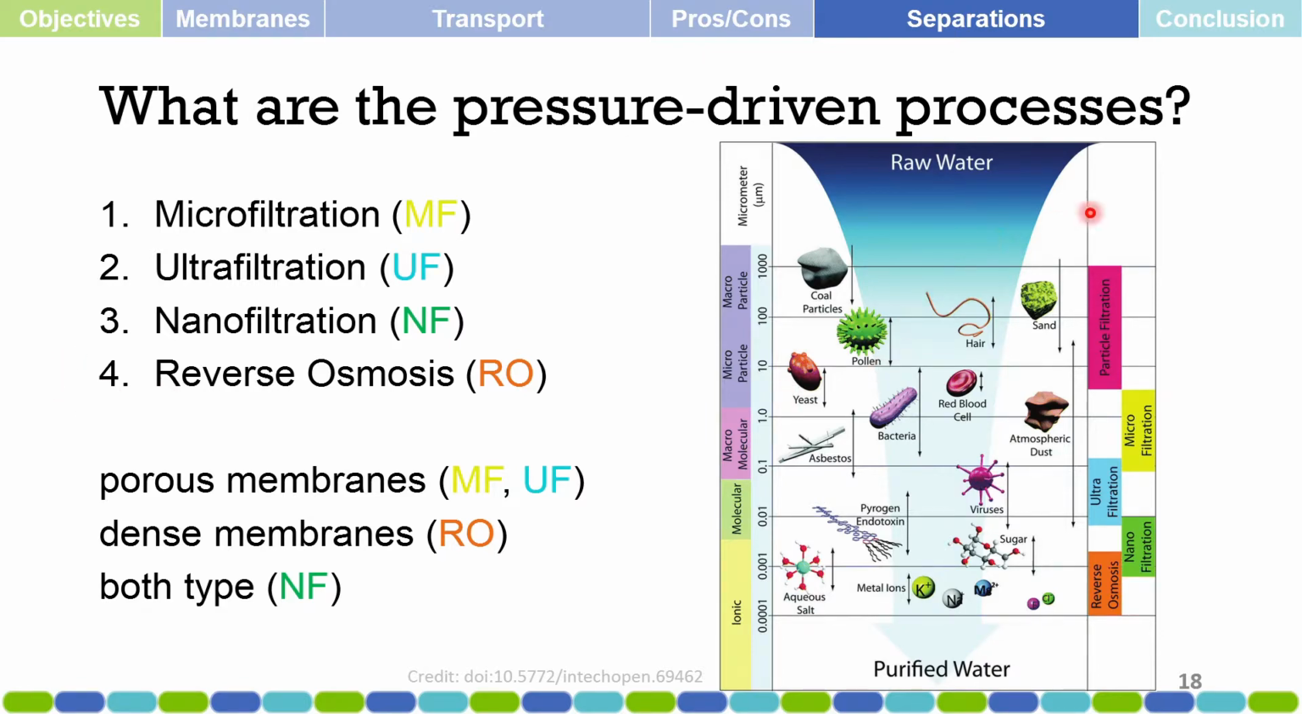As you can see from this diagram, they are filtering for different components. For example, in microfiltration, they can filter bigger components, whereas if you go to reverse osmosis, they can filter up to the ions. If we look into the types of membranes applied to these processes, porous membranes are applied for the microfiltration and ultrafiltration processes, whereas dense membranes are applied for reverse osmosis, and both porous and dense membranes are applied for nanofiltration.